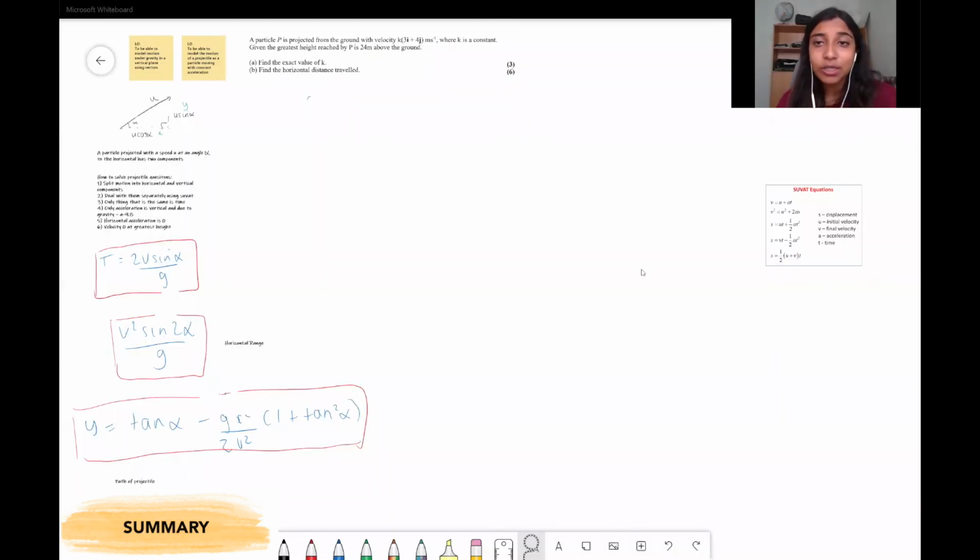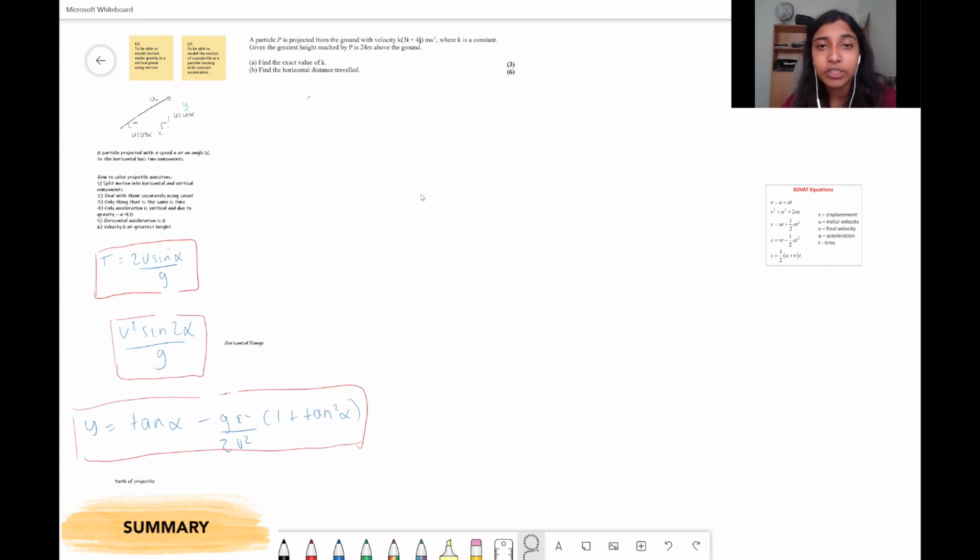So we have an exam style question here. Feel free to pause the video and try it out for yourself first. So we have a particle P projected from the ground with velocity k times (3i + 4j) meters per second, where k is a constant. Given the greatest height reached by P is 24 meters above the ground, we want to first find the exact value of k.